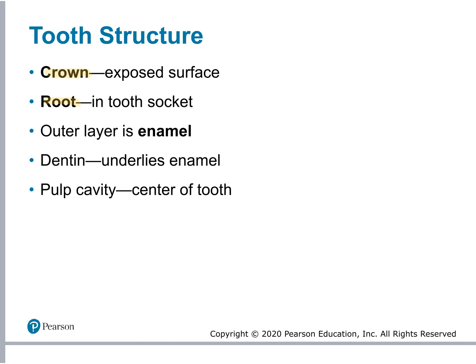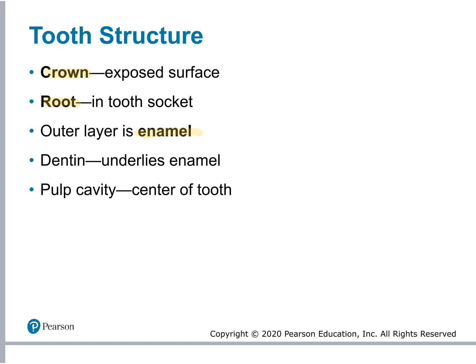So the crown is the part of the tooth above the gum line. The root is the part of the tooth that's in the tooth socket. The layer of tissue on the outside of the crown is called enamel. Enamel has a white color to it. It is the strongest substance in the body. It is harder than bone.